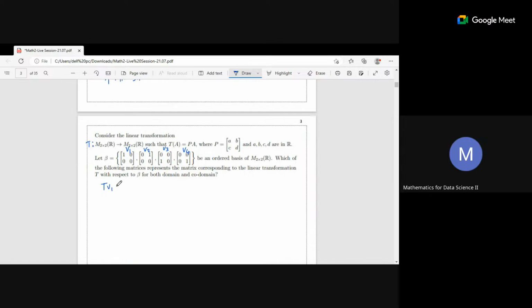So what is TV1? That is T of this matrix 1, 0, 0. This is nothing but P times this matrix. So A, B, C, D into 1, 0, 0, 0. What is the matrix? A, 0, C, and 0. Is that fine?